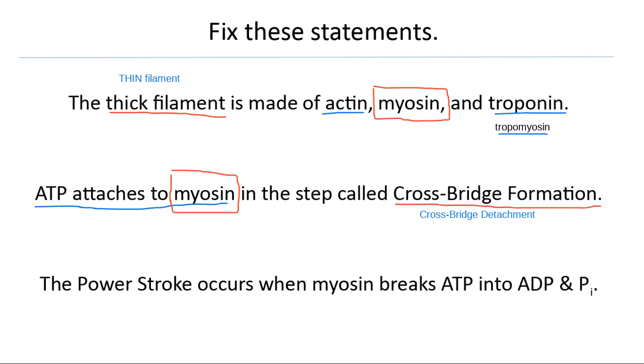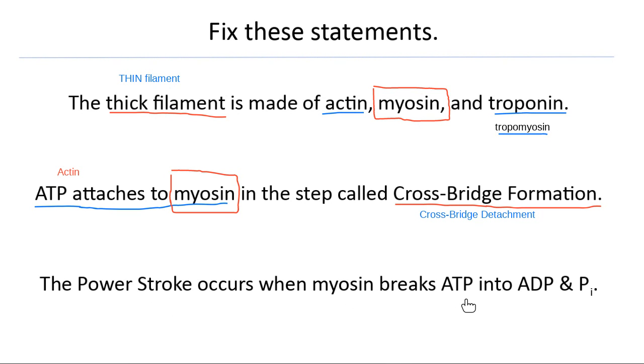Yeah, in crossbridge formation, we form the crossbridge where actin and myosin attach to each other. So if we wanted to do crossbridge formation, remember a crossbridge is just actin and myosin touching, holding on to each other. Actin and myosin attach to each other in crossbridge formation. Then we move into the stage called the power stroke. Now, the power stroke is not when myosin breaks down ATP.